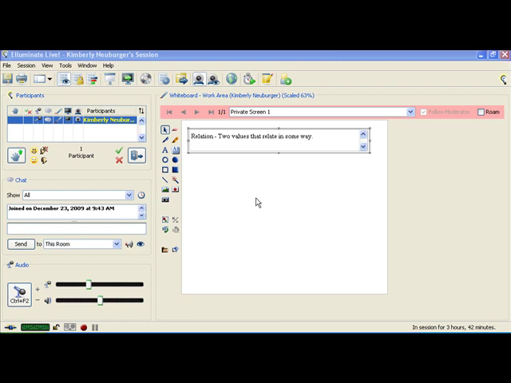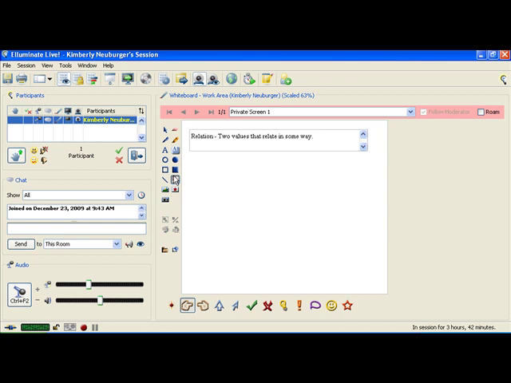So in order to know what a function is, we first need to know what a relation is. And a relation is when you have two values that relate in some way. Now, relations can sometimes be listed as sets of ordered pairs.